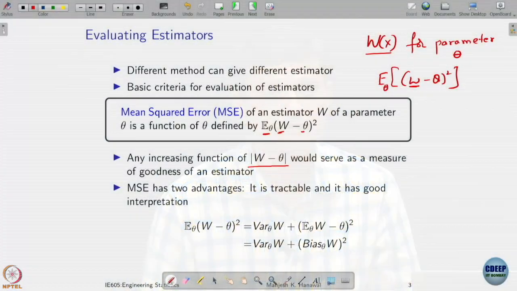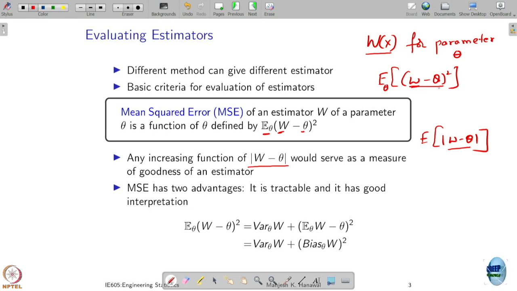You may ask, why do you take the square and then take expectation? Why don't we simply take the absolute value of the difference instead of taking the square? This also has the same property, right? It is also penalizing both negative and positive values, but the square is penalizing larger errors more. From the computational point of view, the squared error is better, and one reason is tractability, and as we'll see, it also has one good interpretation.